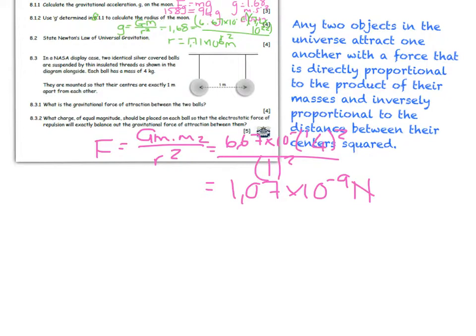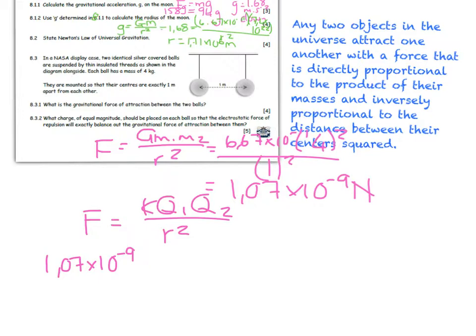What charge of equal magnitude should be placed on each ball so that the electrostatic force of repulsion exactly balances out the gravitational force of attraction? So we are going to say that F is equal to k Q1 Q2 over r squared. The force is the same as the gravitational one, but just in the opposite direction.